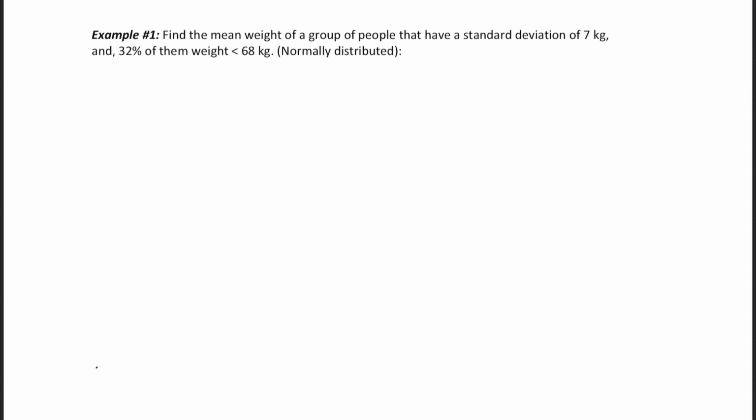So we need to find the mean weight of a group of people that have a standard deviation of 7 and 32% of their weights are less than 68 kilograms. The question tells you that this is normally distributed data. How do we know it's normally distributed? Because we are just talking about the weight, which is one variable data. So it's one variable, and because of this, we know that this is a normal distribution.